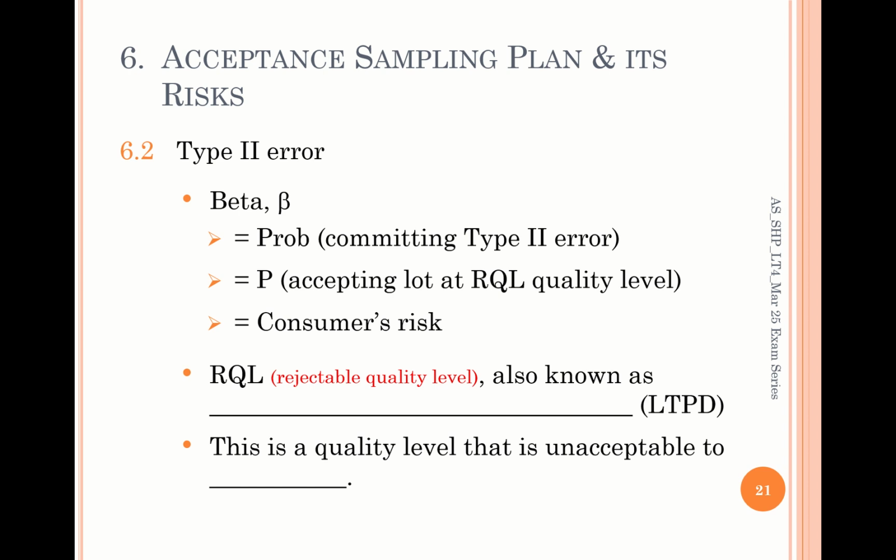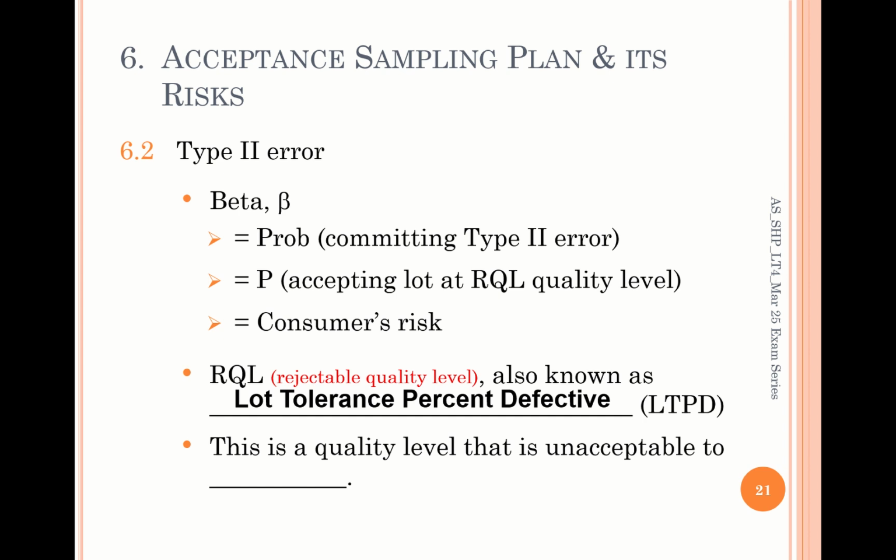I don't know whether you remember, AQL is called acceptable quality level, the maximum reject they can accept. But this is beyond AQL already. Beyond AQL, because maximum already, right? Beyond that, I don't want to accept anymore. So it's called RQL, rejectable quality level, and sometimes it's called LTPD, lot tolerance percent defective.